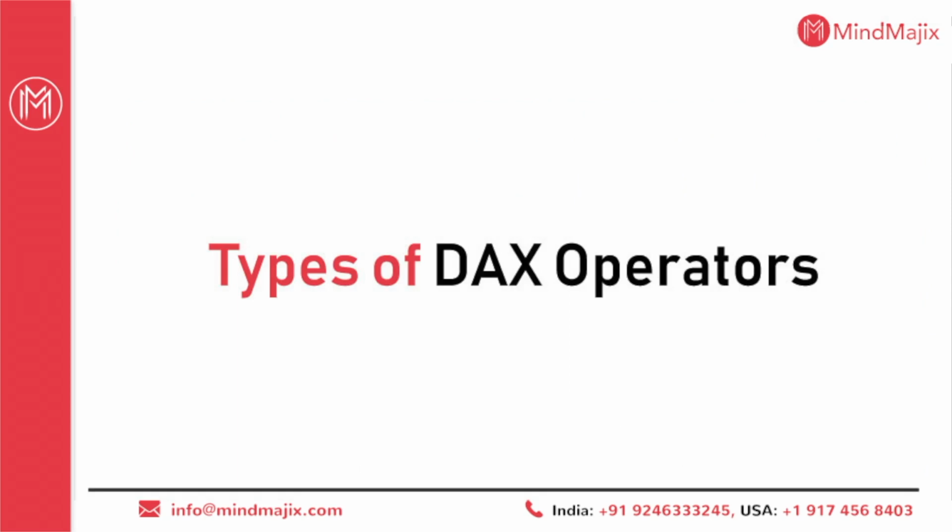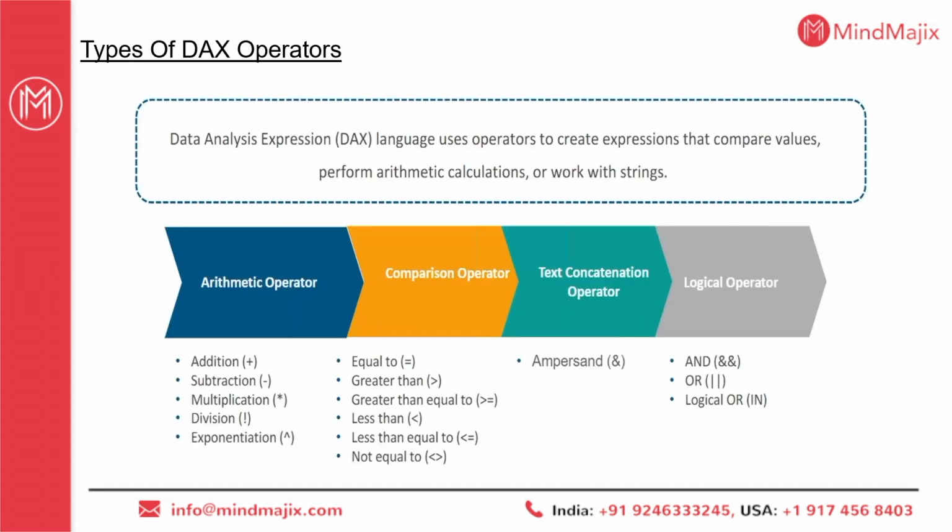These are the types of DAX operators, as shown on the screen. But just to give you deeper knowledge, arithmetic operators are very simple, guys. It's a formula which is basically mathematics: a plus, a minus, a multiplication, a division.